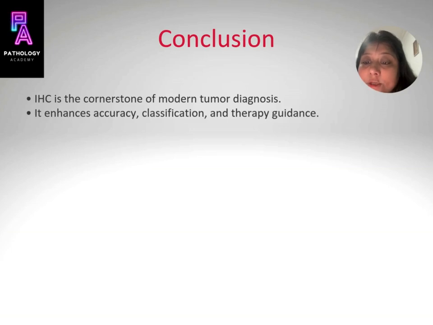To summarize, immunohistochemistry is the cornerstone of modern tumor diagnosis. It helps classify tumors, identify lineage, and predict therapeutic outcomes, truly merging art and science in pathology.